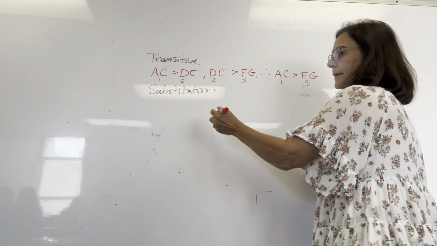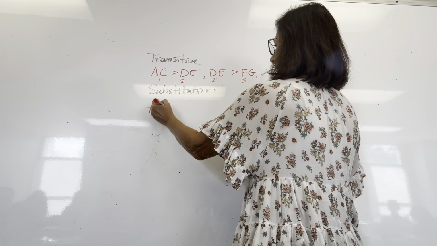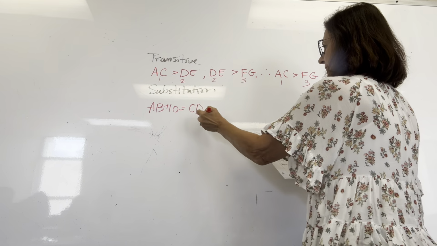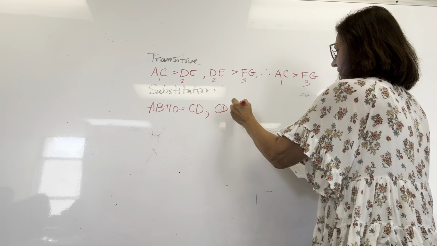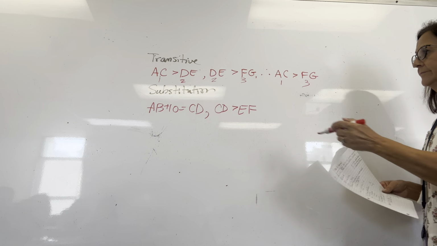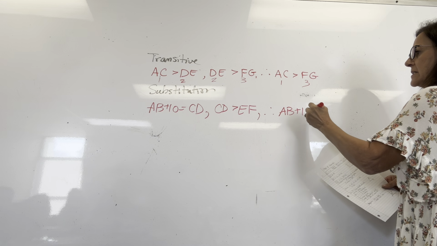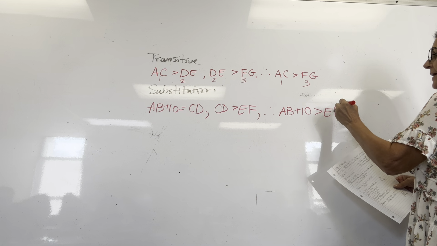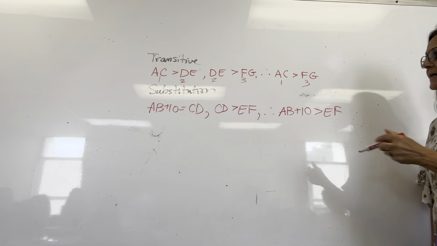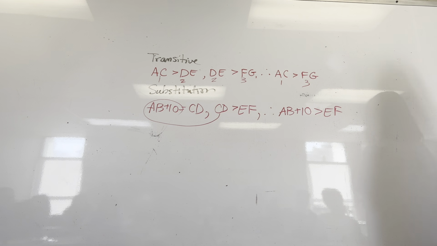Substitution would look like AB plus 10 is equal to CD, and CD greater than EF. Therefore, AB plus 10 greater than EF. I substituted in for CD, AB plus 10.